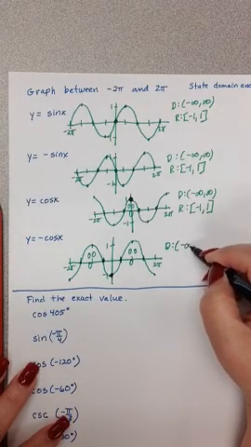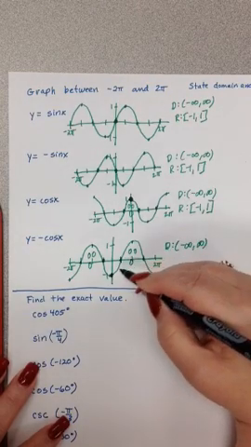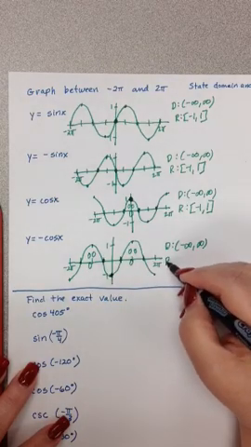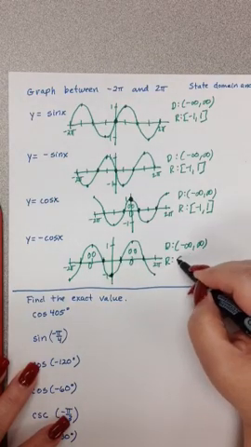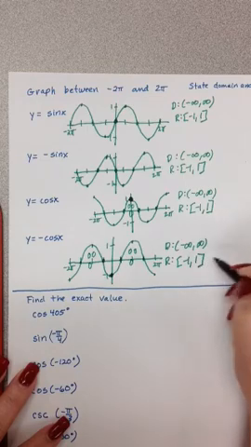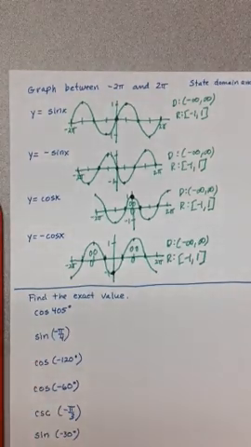Domain is negative infinity to infinity. These eyes and mouth are just optional. You do not have to draw this in. The range still goes from -1 to 1. All right, done with graphing.